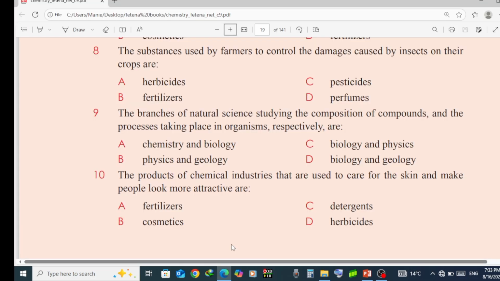Question number 10. The products of chemical industries that are used to care for the skin and make people look more attractive are A. Fertilizers. B. Cosmetics. C. Detergent. D. Herbicides.